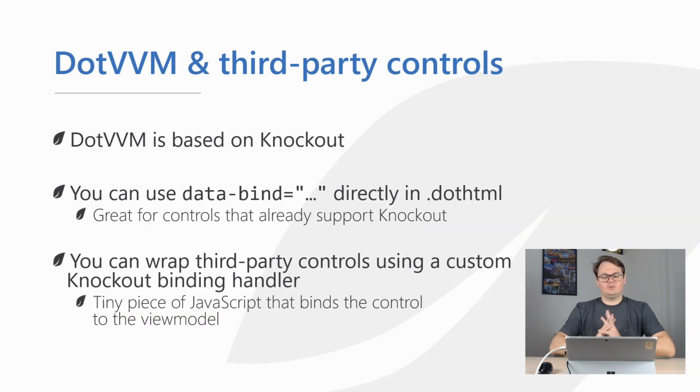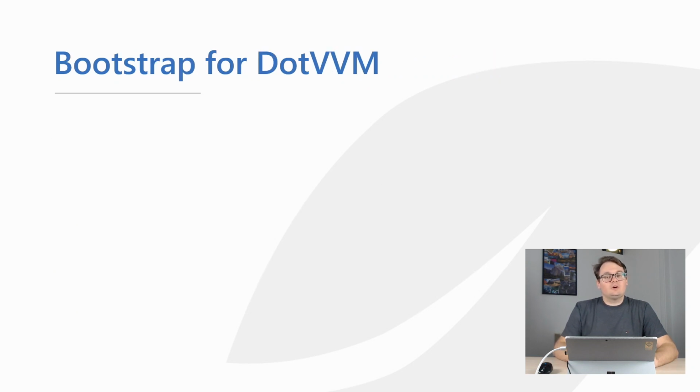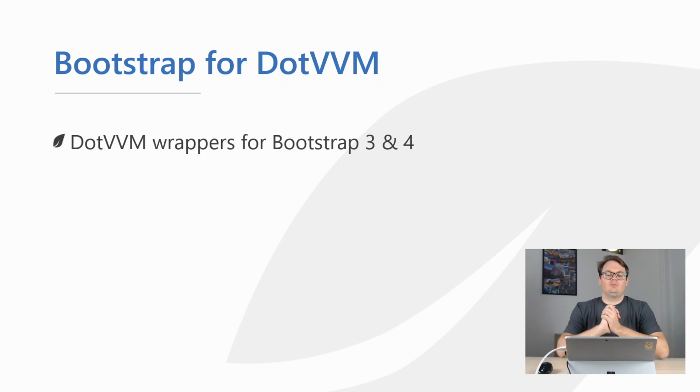Yeah, so this is the .vvm contrib repo, and if you have any third-party controls, you can wrap them as Knockout.js binding handlers, and then you will be able to use them in .vvm. We have also the commercial product, so we have a Bootstrap for .vvm, which basically wraps all those Bootstrap widgets as nice .vvm controls with support of data binding, validation, and all those features of .vvm.